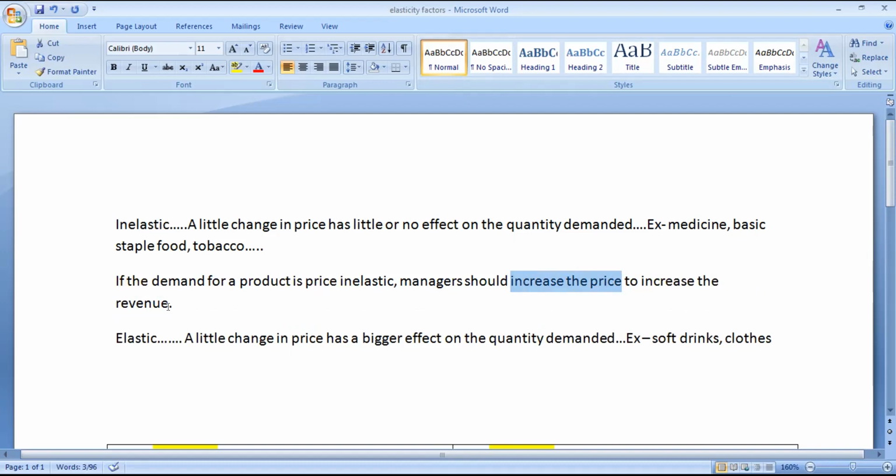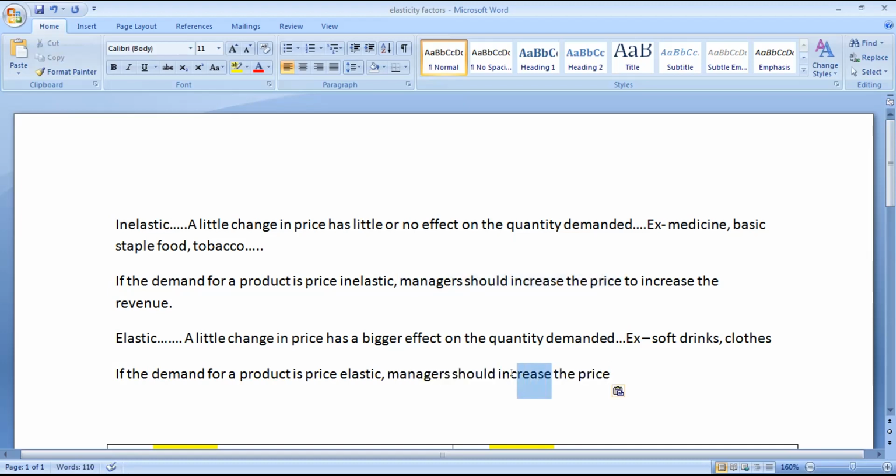But if your demand is elastic, let me copy this. If the demand is elastic, then what should you do? Managers should decrease the price. Yes. Managers should decrease the price. And why is that? Because it's going to bring you lots of new customers, right?